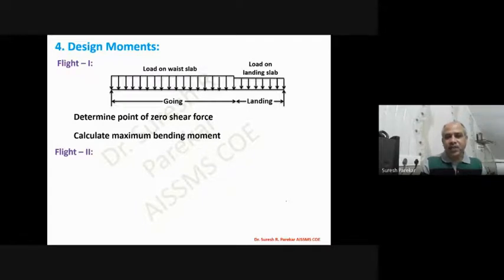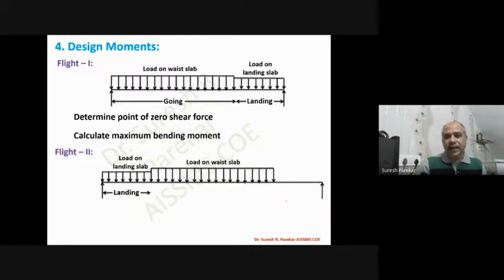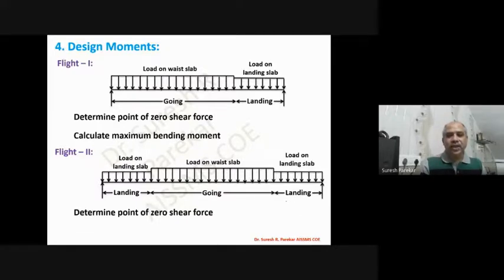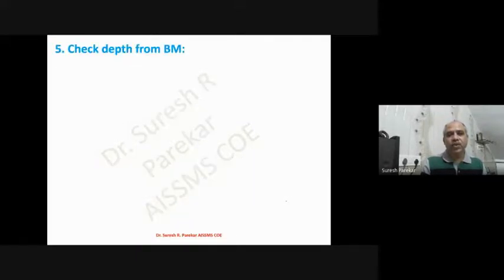Similarly, we can go for flight 2. Now for flight 2, we have landing on both sides. So we have landing on this side also. And then we have load on waist slab, which is same in first and second flight. Load on landing also same, but we have two landings, that is at mid floor and that is at first floor. And then same way we have to find point of zero shear force, and then we have to calculate maximum bending moment.